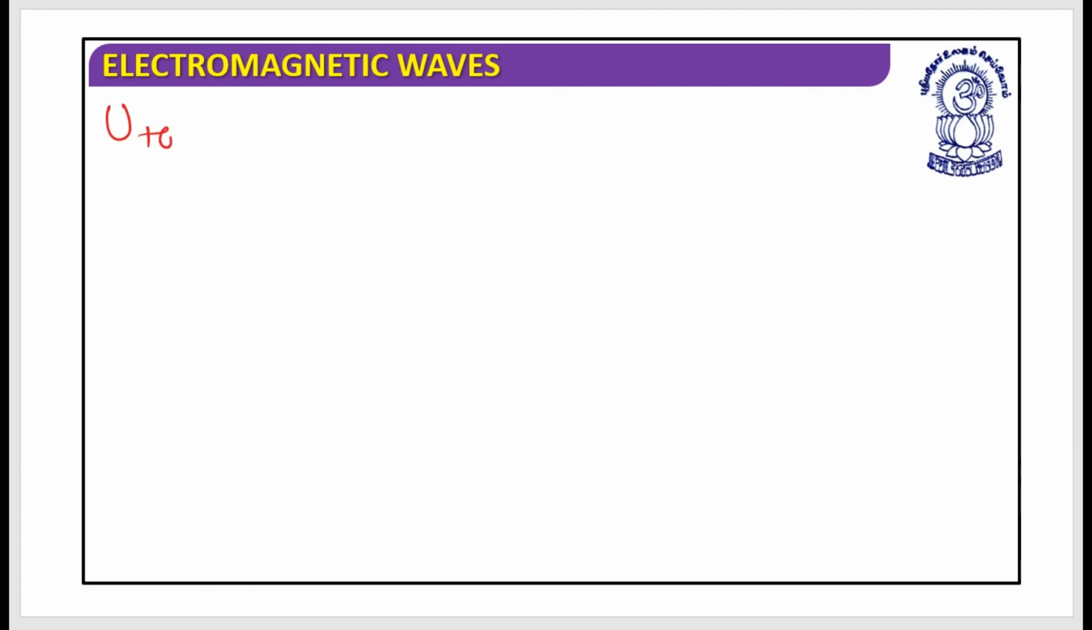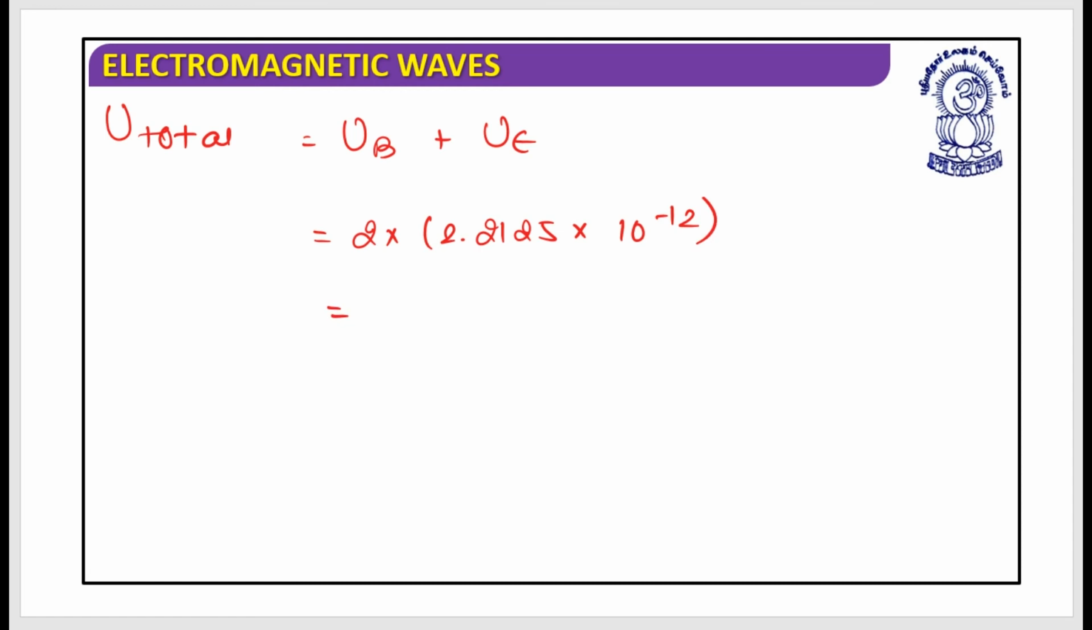When I find your U total, it equals UB plus UE, which equals 2 into 2.2125 multiplied by 10 to the power minus 12. This comes to 4.425 into 10 to the power minus 12 joule per meter cube.